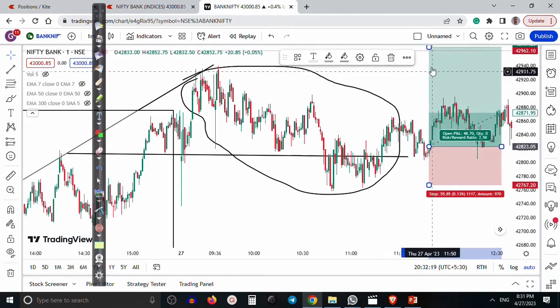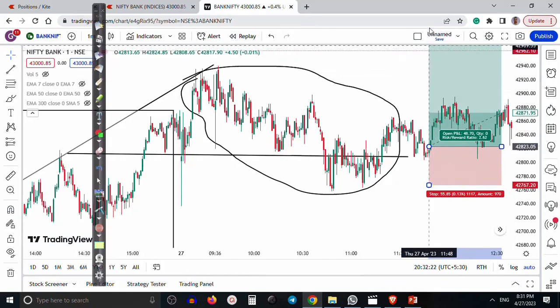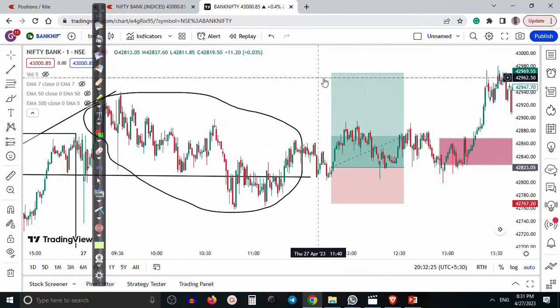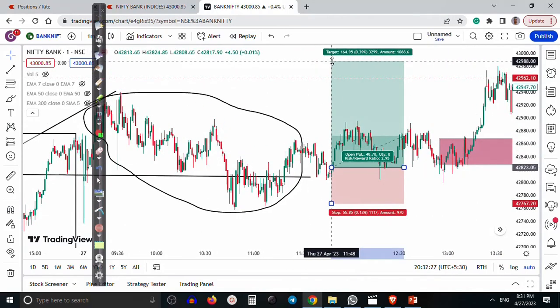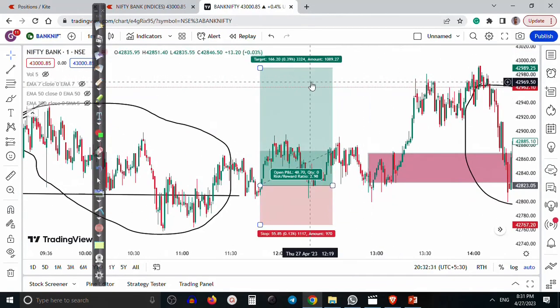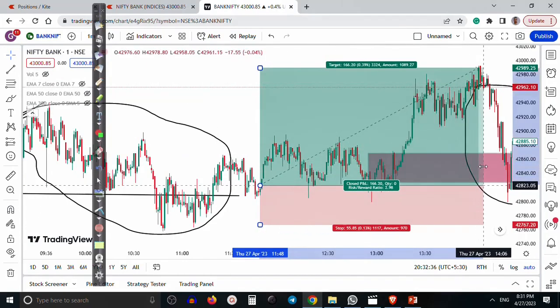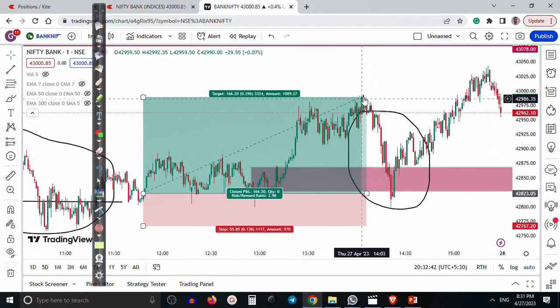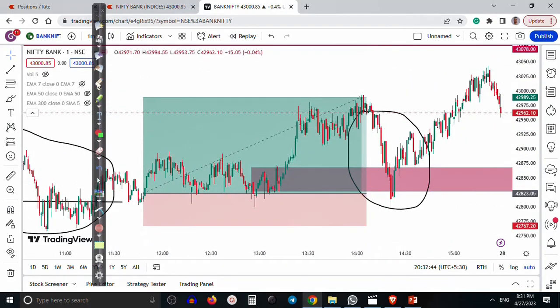1:1.5, 1:2 like that. Okay, now I can see my 1:2.8, 1:3. So my target is 1:3. It took too much time to hit my target. Once price hit, next you can see a pullback again.